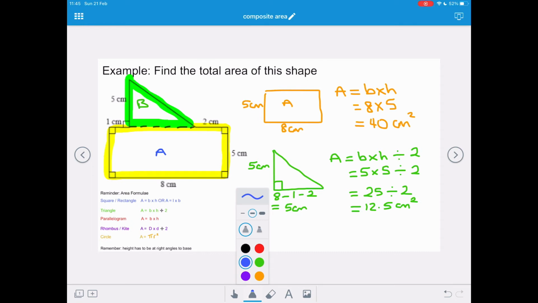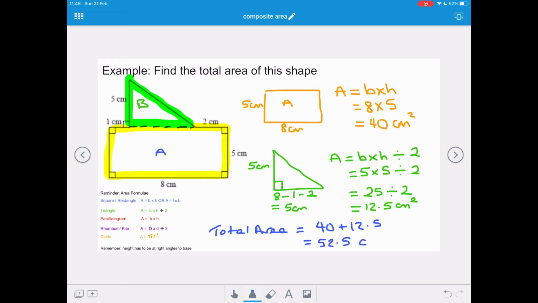So to work out the total area of this shape, we need to add together the area of the rectangle A and the area of the triangle B. So our total area is going to be 40 plus 12.5, giving us a total area of 52.5 squared centimeters.